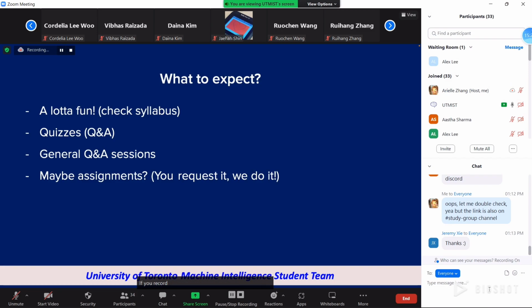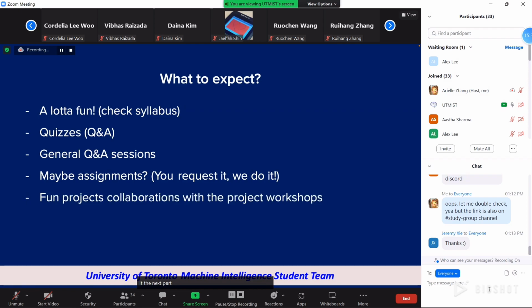If you request a solution to this assignment, I probably will not give you the solutions, but I will talk about how we approach this type of question and how exactly we code. And if you request it, we do it.